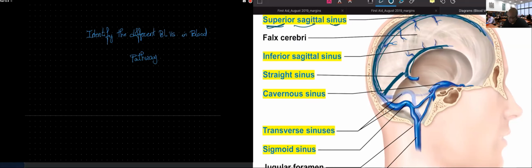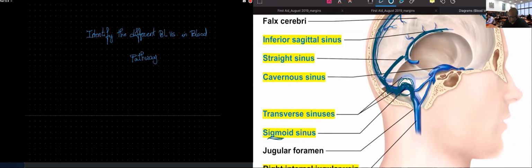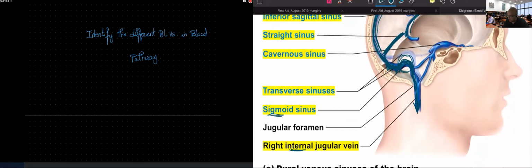Those all will be drained in a vein that travels horizontally. This is called my transverse sinus. Transverse sinus will then drain into an S-shaped vessel that will carry the blood down to the outside of the skull. This S-shaped portion here is called the sigmoid sinus. Sigmoid sinus is going to drain the blood out of the skull through the internal jugular vein.